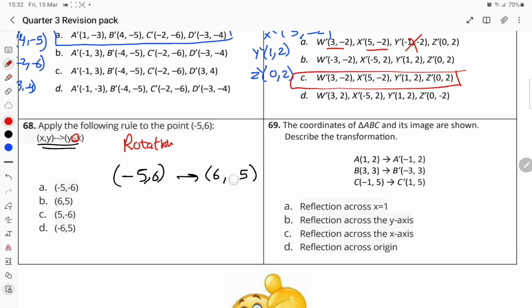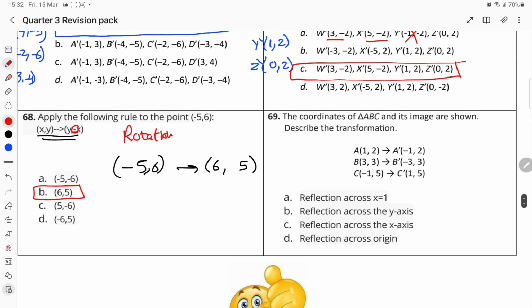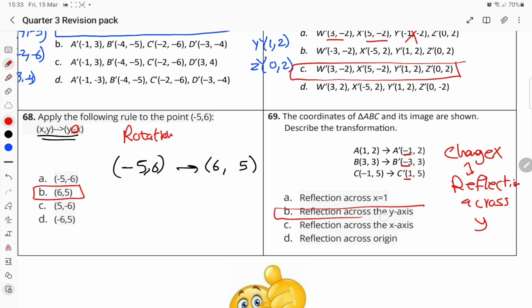This means change the sign of the second. So it becomes 6 and 5. Very good. Here, 1 and 2 becomes negative 1 and 2. What happened? The same order, but we changed the x. 3, 3. The same order, we changed the x. Same order, but we changed just the x. When we change the x, this means it is reflection across, who remembers? Across the y-axis. Yes. Amazing job. If I changed the y, it would be reflection across the x-axis.